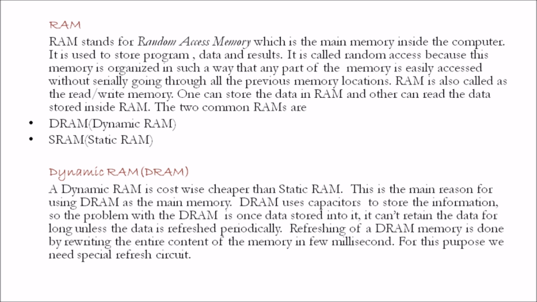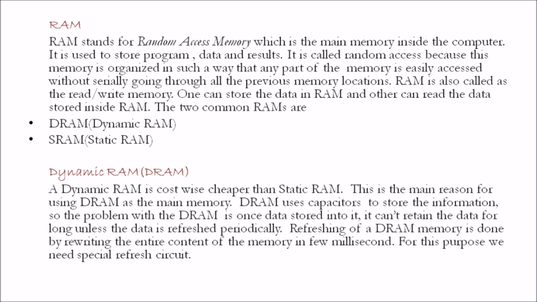RAM is also called the read-write memory. One can store the data in RAM and the other can read the data stored inside RAM. The two common RAMs are dynamic RAM and static RAM. Dynamic RAM. A dynamic RAM is cost-wise cheaper than static RAM. This is the main reason for using dynamic RAM as the main memory.